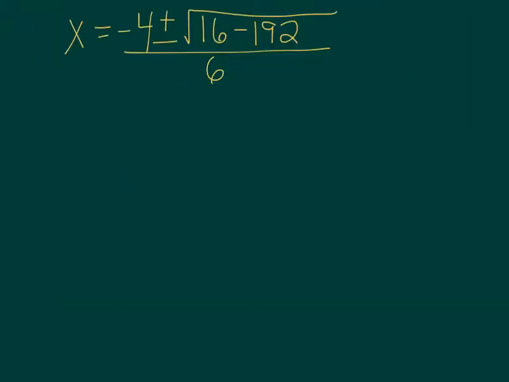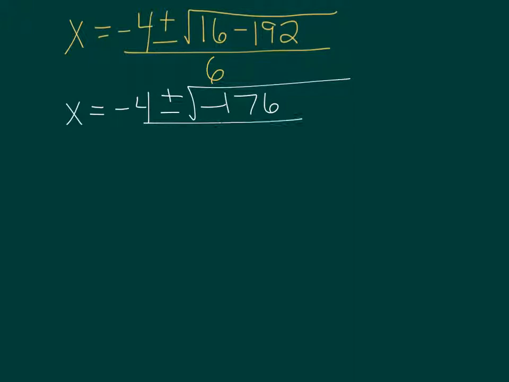All right, so let's continue this problem, and we're gonna see that something's wrong with this one. So negative 4 plus or minus square root. Well, what is 16 minus 192? It's negative 176. Now here's the deal. If you get a negative under the square root, you can't do it because it is what is called an imaginary number. What that means for this is that this graph does not cross the x-axis. It never crosses the x-axis. You're done with this problem, okay, at this stage in the game.